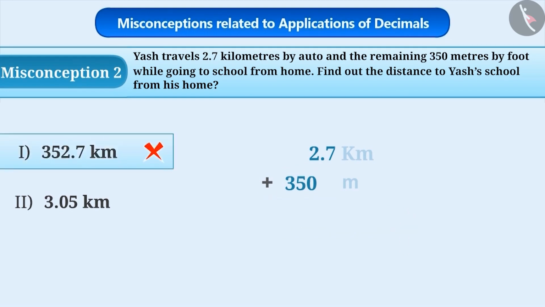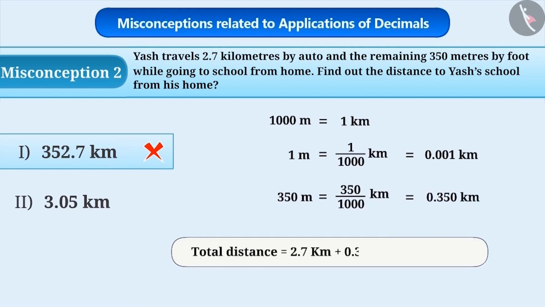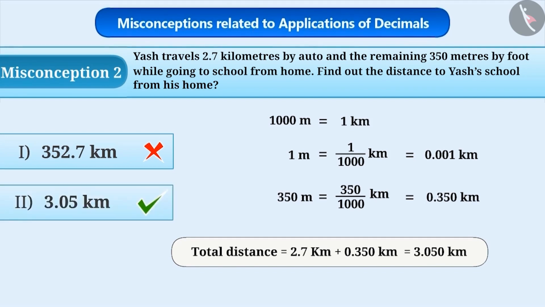The correct way to do this is that while performing any mathematical operation, it is important to take care of the units. Here one number is given in kilometers and the other in meters. In such cases, first we need to make the units equal. We need to find the distance in kilometers. So, we will convert 350 meters into kilometers. 1000 meters is equal to 1 kilometer. Therefore, 1 meter is equal to 1 by 1000 kilometers, which is 0.001 kilometers. Therefore, 350 meters equals 350 by 1000, which is equal to 0.350 kilometers. Thus, the total distance is equal to 2.7 kilometers plus 0.350 kilometers, which is equal to 3.050 kilometers. We can write this as 3.05 kilometers by removing the 0 from the right side of the decimal number. The correct answer is option 2.